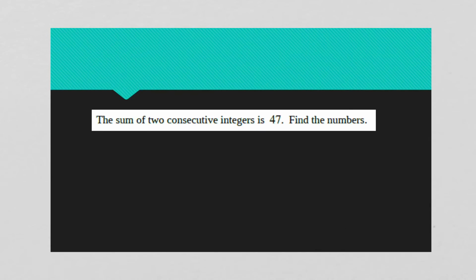Alright, so this problem says the sum of two consecutive integers is 47. Keep in mind, consecutive means one right after the other. And so let x equal our first integer. Then to get to our next integer, we only have to add 1 to it.